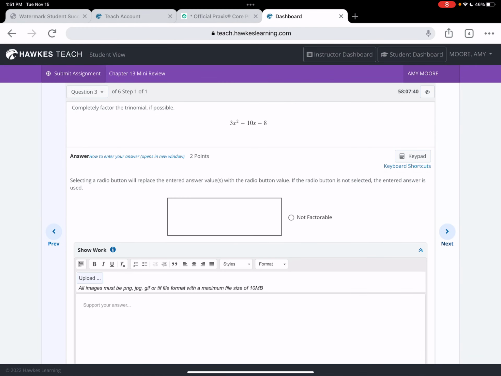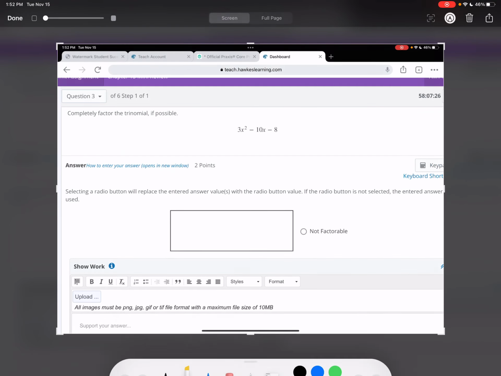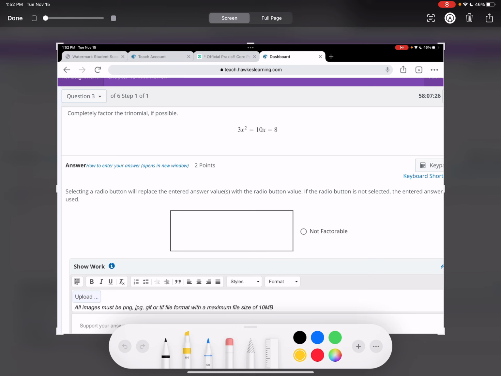Okay? Number 3. Number 3 talks about show your work at the bottom. Just disregard that. Number 3 has 3x squared minus 10x minus 8, and it says to completely factor the trinomial if possible. Okay? So I'm going back to A, B, and C because it's got 3 terms. The first thing I'm going to do is write down A, B, and C. A equals 3, B equals -10, and C equals -8. They don't have a GCF in common, so I can't factor anything out. I can just go straight to A, B, and C.